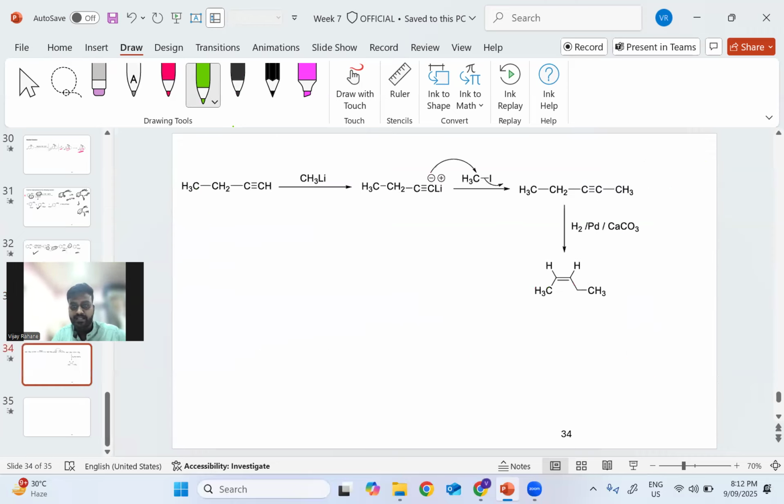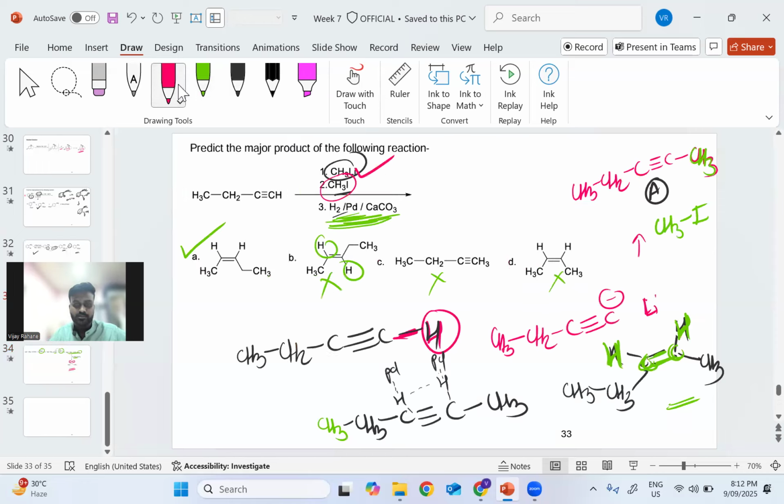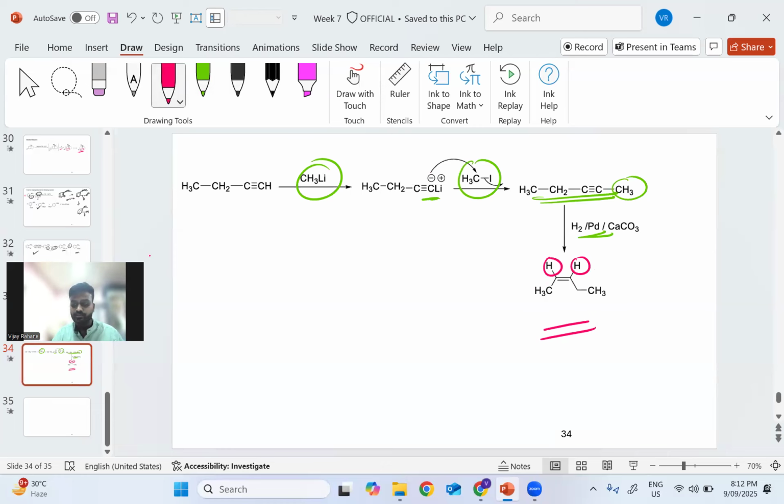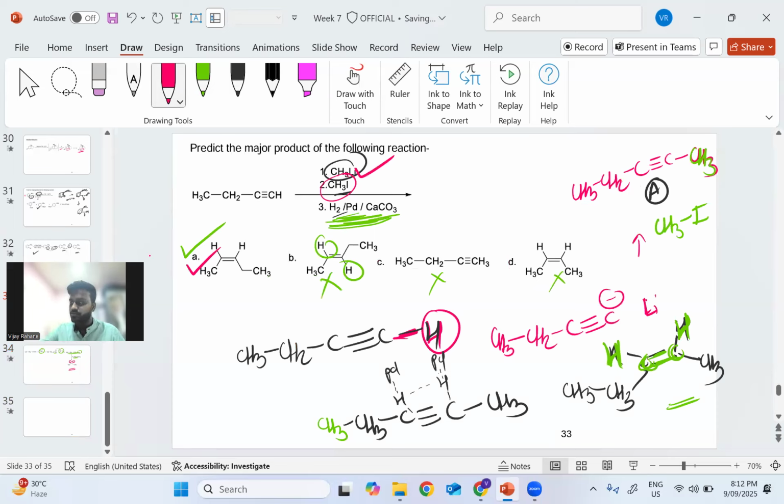For the detailed mechanism, you can refer to this slide. It's the same that I have shown, but here just drawn with lithiation, then methyl iodide attack to get the C triple bond C with the methyl coming from the methyl iodide. Now on the H2 Pd, the hydrogens attack on the same side, and we get the product. So option A is the correct option here. These were some of the problems that I wanted to show, similar to the assignment questions. So I hope you're able to solve all the assignment problems.